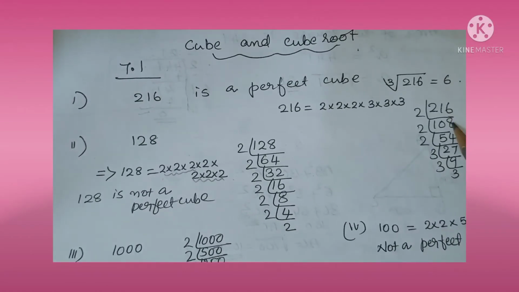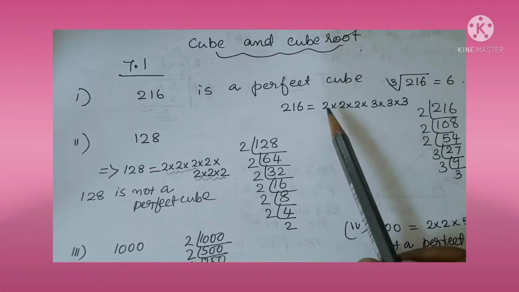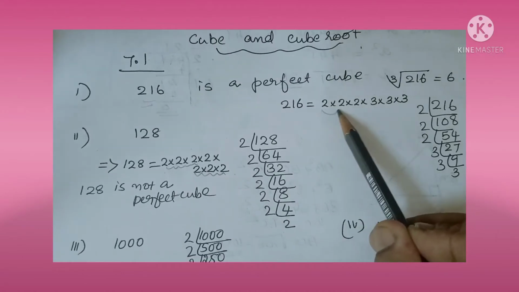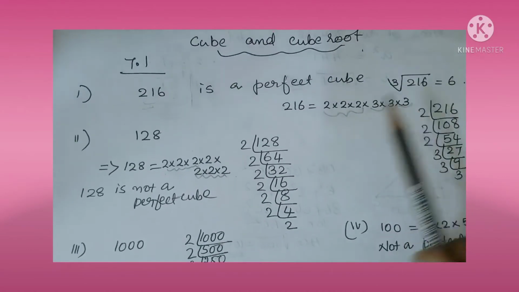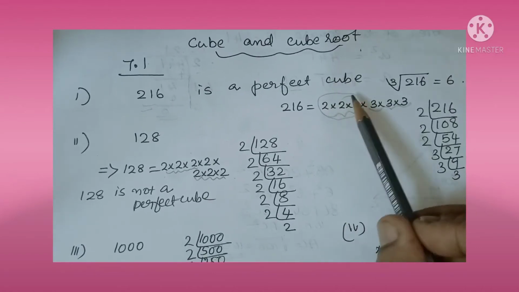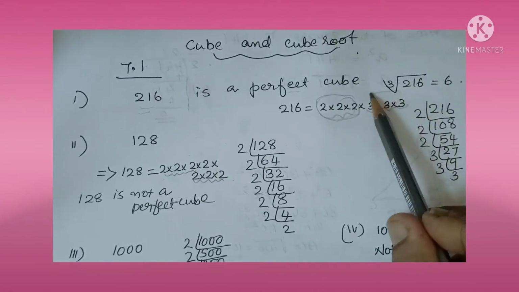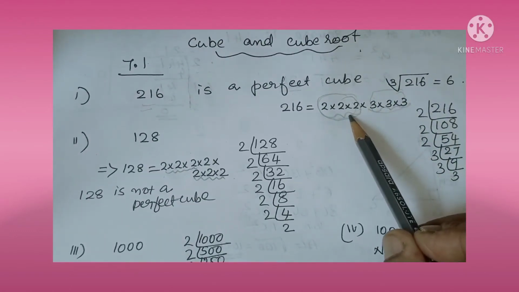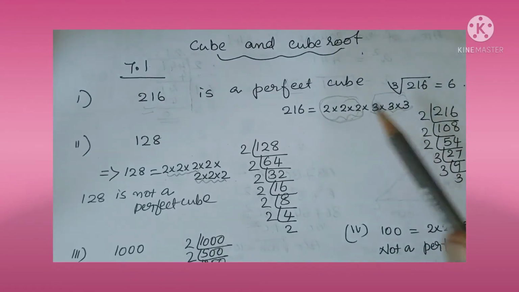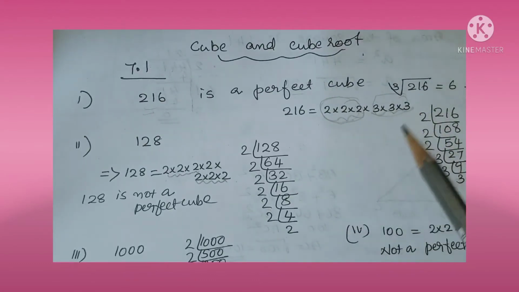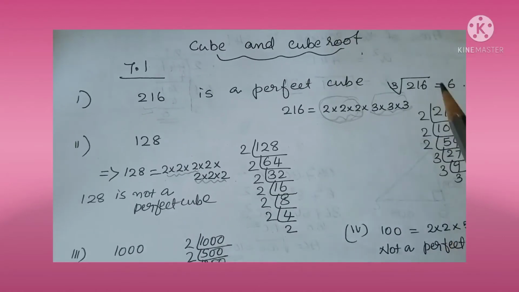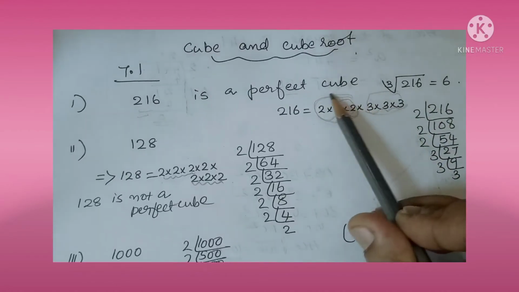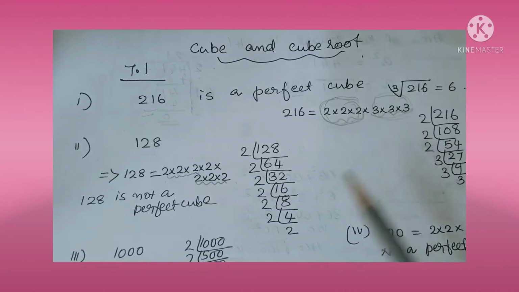Here 216 can be factorized as 2 into 2 into 2 into 3 into 3 into 3. Here we can see that a set contains 3 same numbers. That is, the set of 2 contains 3 numbers, the set of 3 contains 3 numbers. Then we can say it is a cube. That is, 216 is a cube, since the factors of 216 contain 2 sets containing 3 numbers.